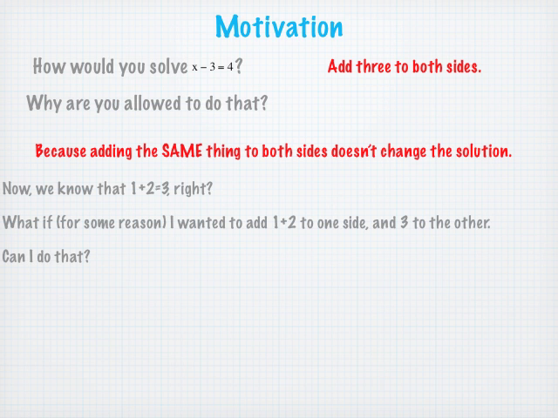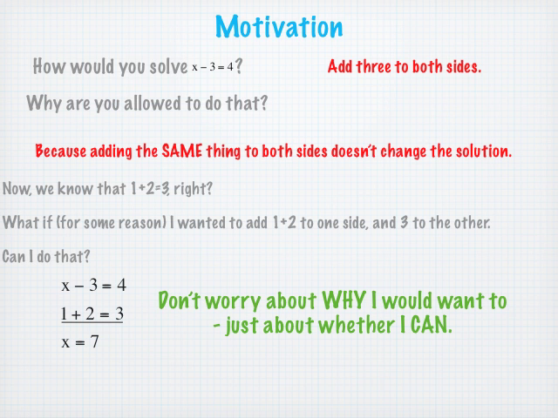Now, I know that 1 plus 2 is equal to 3. What if, for some bizarre reason, don't worry about why, but what if I wanted to add 1 plus 2 on one side of the equation and add 3 to the other side of the equation? Can I do that? Yeah, I can do that. It's still just adding the same thing to both sides. If 1 plus 2 is equal to 3, I could take 1 plus 2 and add it on the left, and I could take 3 and add it on the right, and it's exactly the same thing because I'm still adding the same thing to both sides. It's just in a little bit of a different form. So don't worry about why, just worry about whether I can do that. And I can because I'm adding the same thing to both sides, even if the form is different.